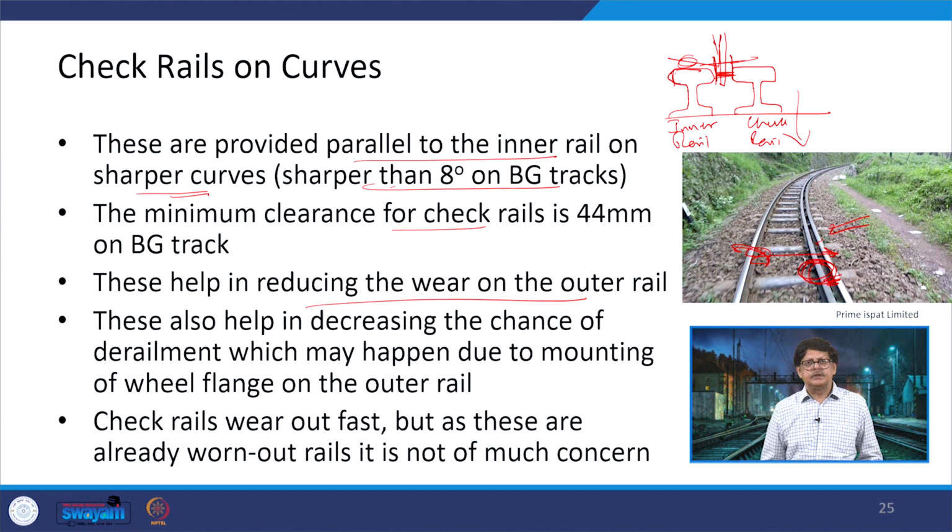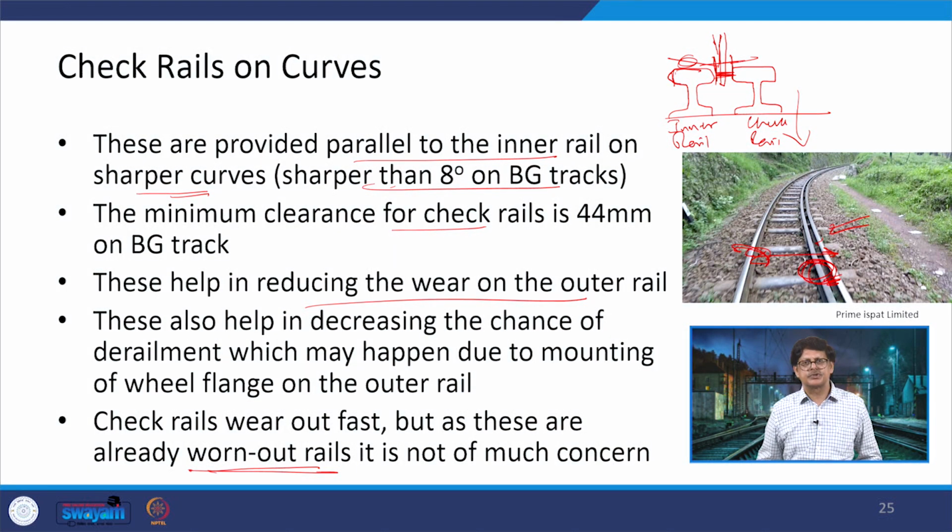Check rails wear out very fast, because continuously this interaction is there, and it is trying to control the lateral movements on the track. So, the wearing will be faster, but these check rails are basically already worn out rails which are not being used as a gauge rail. So, therefore, there is not much of a problem in this case. If it further wears out, then we can have another worn out rail which can be placed in the place of the previous check rail.